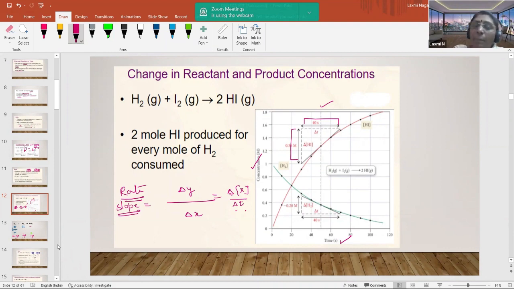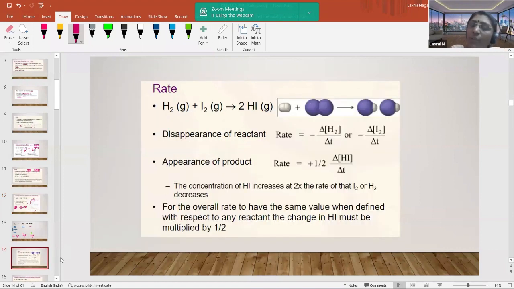So give them a complete understanding of the graphical representations. Okay, then how do you introduce, supposing the reaction is H2 plus I2 giving 2 HI, this fact that the rate is plus 1 by 2 change in the concentration of HI by del T? How do you introduce this fact, teachers?